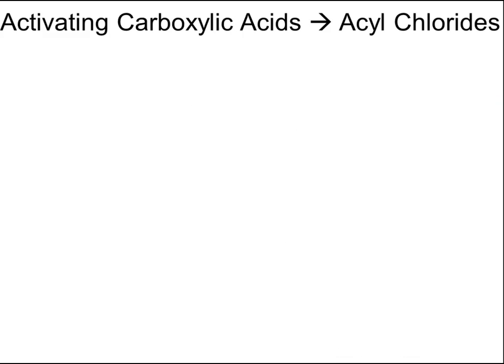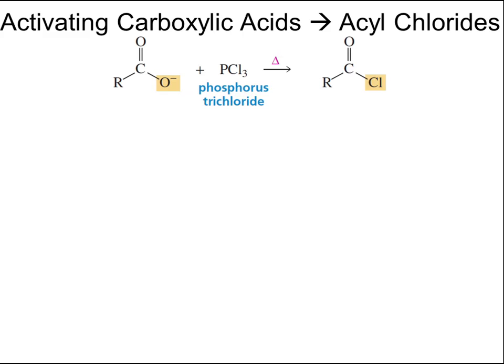Often carboxylic acids are activated, meaning that they become more reactive and used in synthesis. One of the reagents that can do that is PCl3. The other one you learned about may have been thionyl chloride. They do the same thing, replacing an OH or even a carboxylate anion with a halogen, either chlorine or bromine. So thionyl chloride will be the other one.